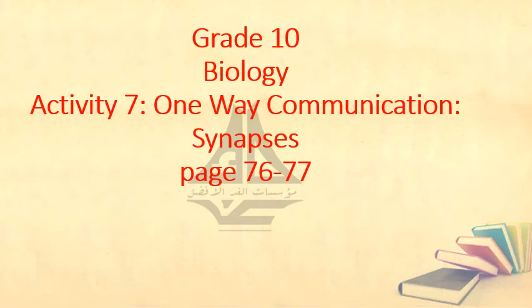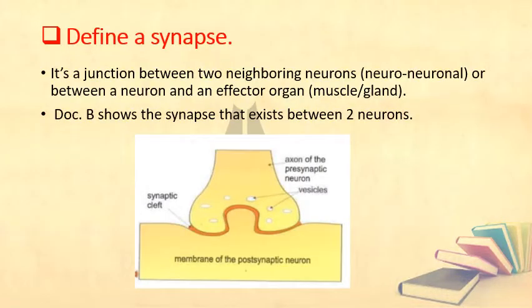Hi everyone. Today we are going to start with activity 7, which is the last activity in the nervous system, which is about synapses. One-way communication synapses. Page 76, 77. At the beginning, do you know what you mean by synapse?